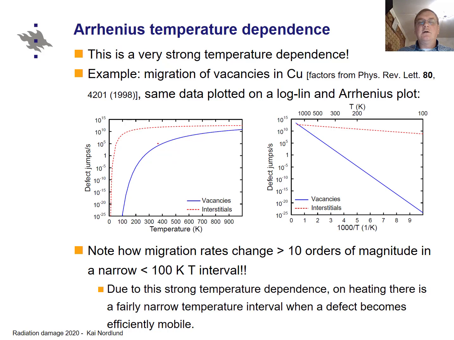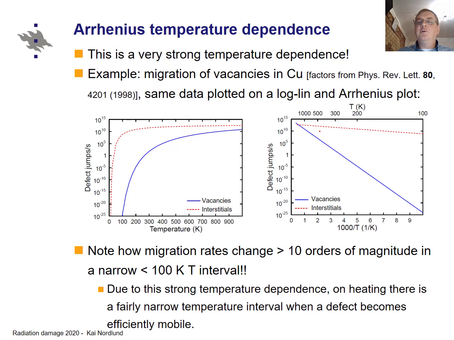Since these plots are maybe a bit difficult to read, people very often plot these results on a so-called Arrhenius plot, where the x-axis is 1 over temperature, or 1000 kelvins over temperature, instead of the regular temperature scale. This temperature scale inverts, so low temperatures are to the right in the plot, and high temperatures are to the left.